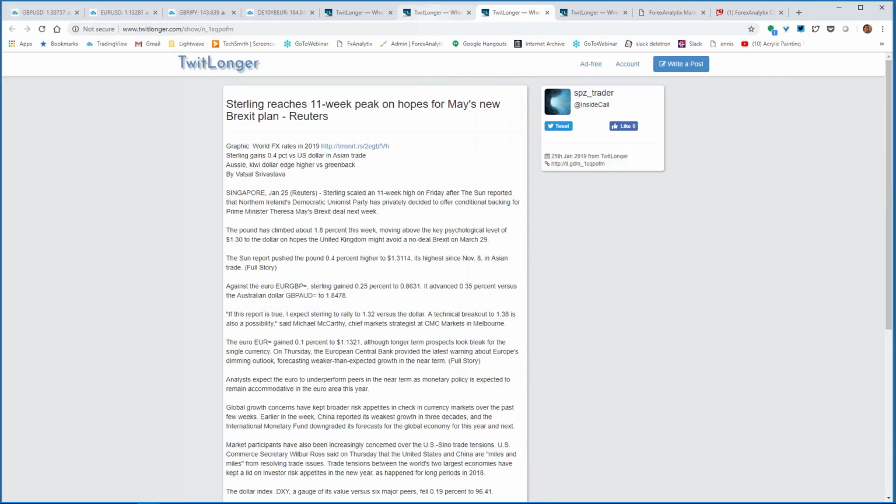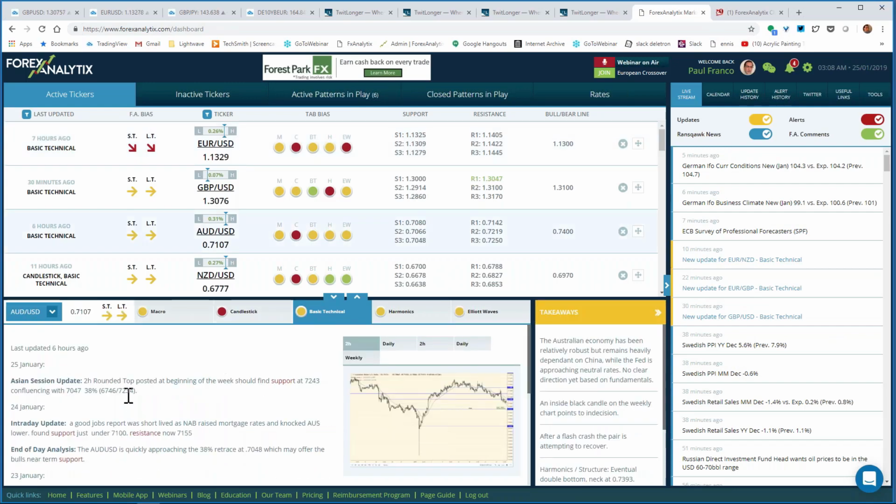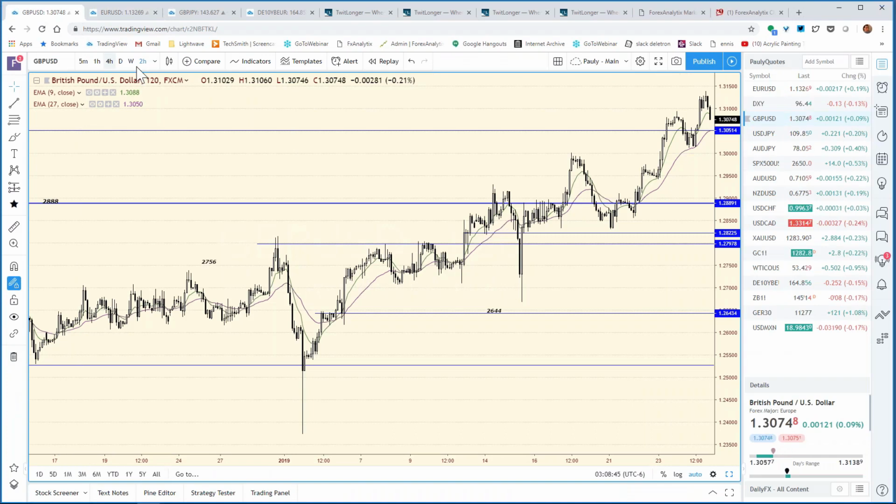And in reference to that with the Aussie, remember at the beginning of the week we had referenced that rounding top that I posted on the 2-hour chart. So it says the 2-hour rounding top posted at the beginning of the week should find support around 72.43, confluencing with 72.47, the 38%. And I'll show that to you here on that 2-hour chart.